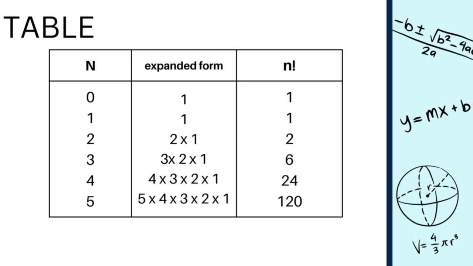When n is 4, the expanded form of 4! is 4 times 3 times 2 times 1 equals 24. When n is 5, the expanded form of 5! is 5 times 4 times 3 times 2 times 1 equals 120. Always remember that the factorial has an exclamation mark.